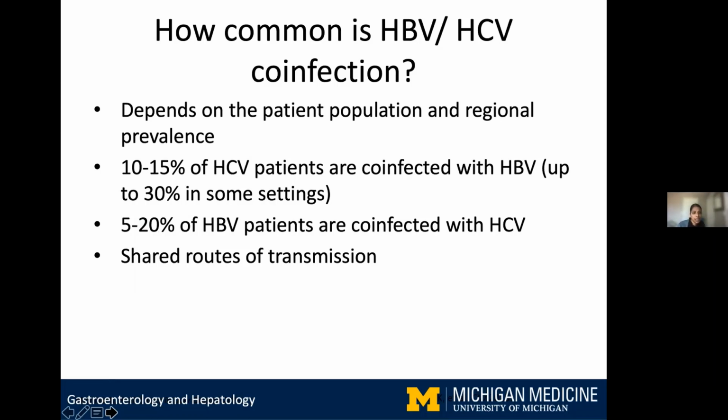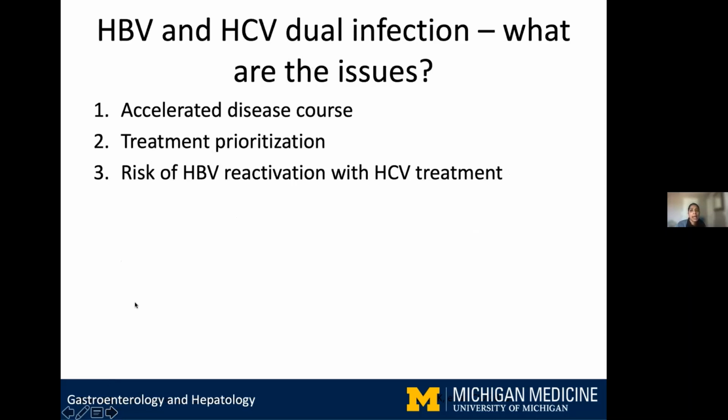And that's why it's important to understand that there is this chance to have both viruses present in a given individual. And with hepatitis B and hepatitis C dual infection, what are the issues to think about? Well, if you have both of these viruses, you're more likely to develop accelerated liver disease. So these patients really need to be prioritized for treatment because they can develop cirrhosis in half the amount of time as somebody who just has Hep C infection.